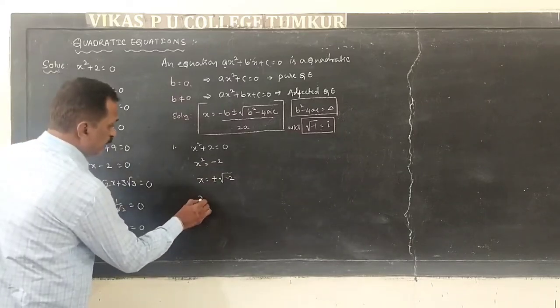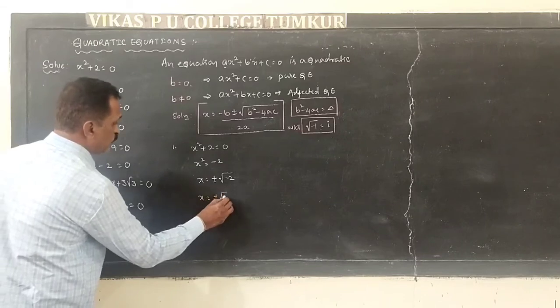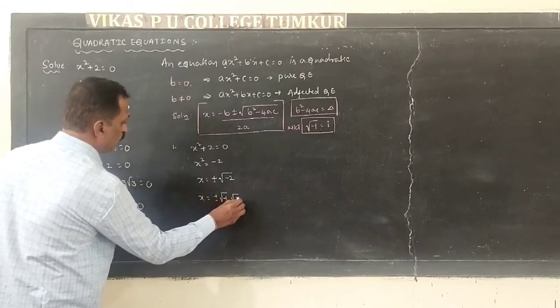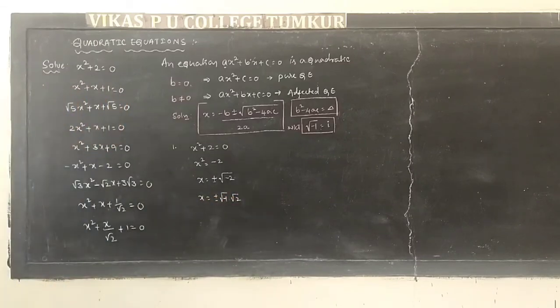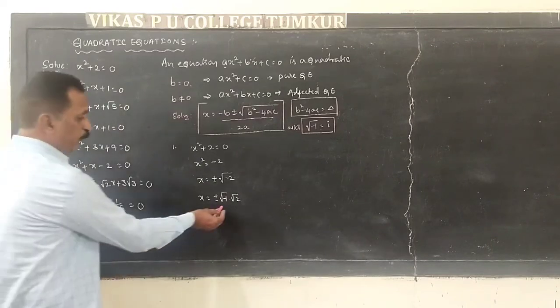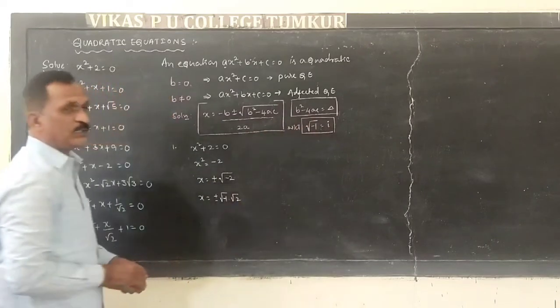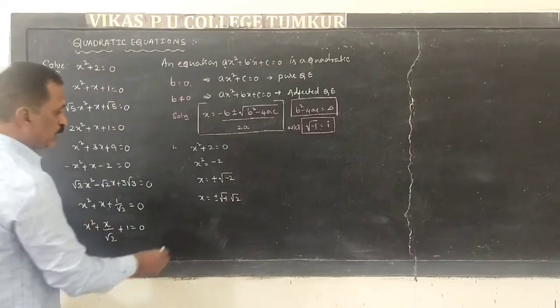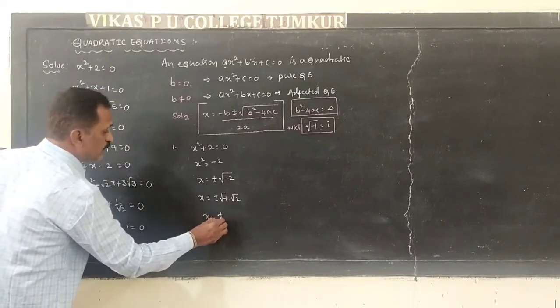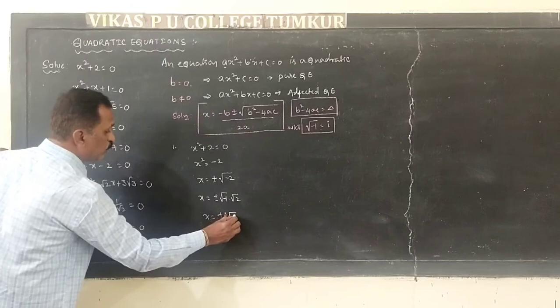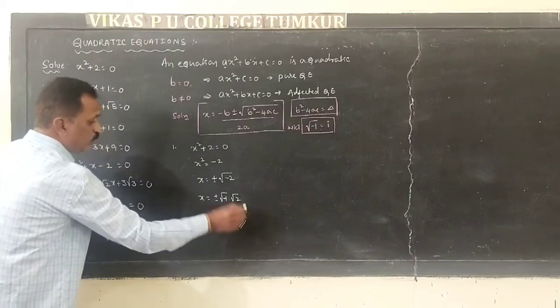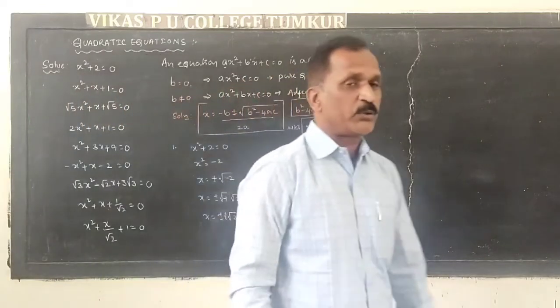How do you write that? x is equal to plus or minus root 1 into root 2. Whereas the value of root 1 is I. So the solution of this equation is plus or minus I root 2. This is the solution of the pure quadratic equation.